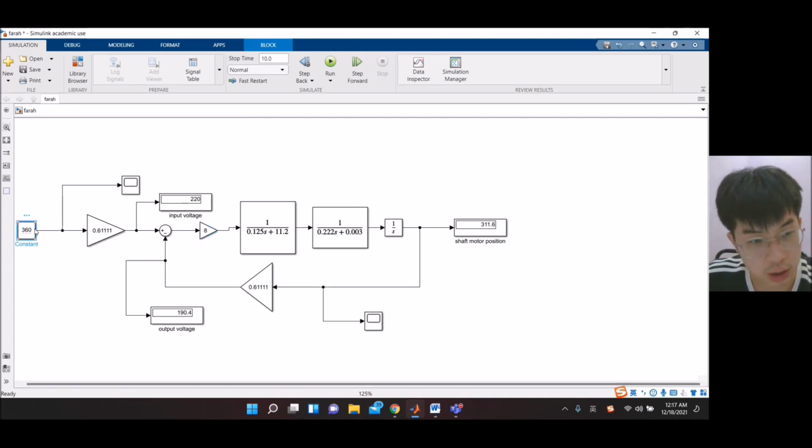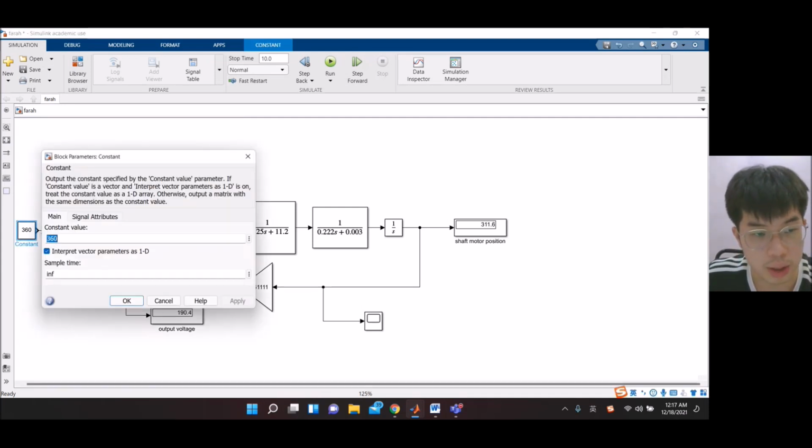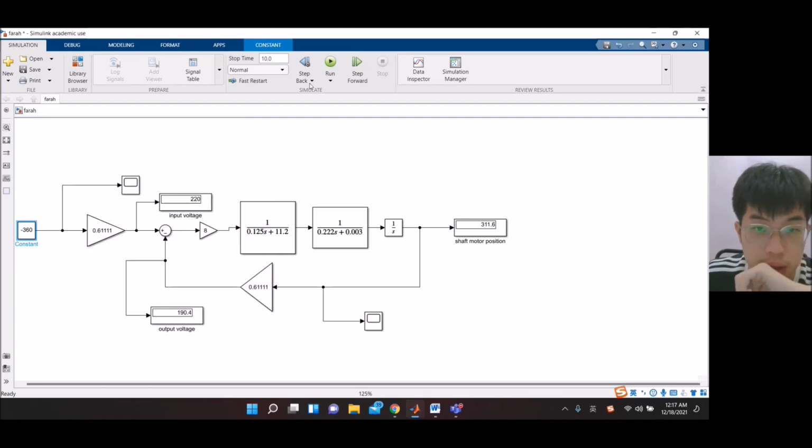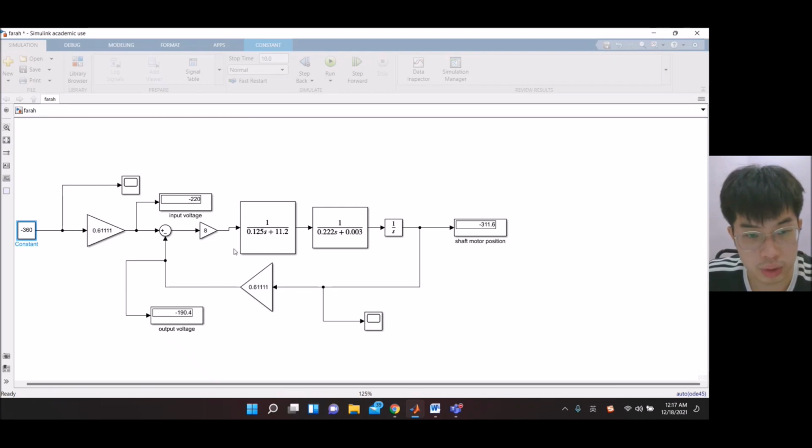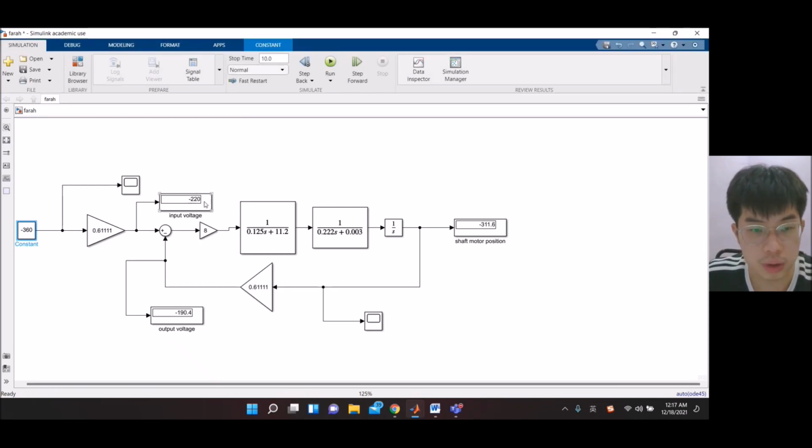So for next that is anti-clockwise. So we change to negative. Gain is still the same. So the value all is become negative. Negative 220, negative 190, and negative 311.